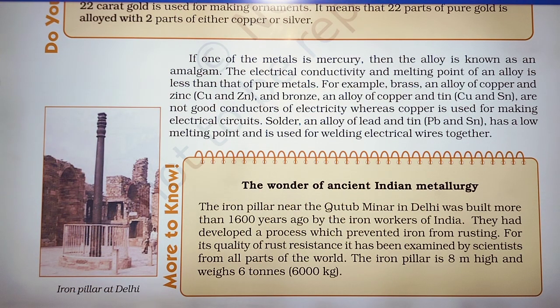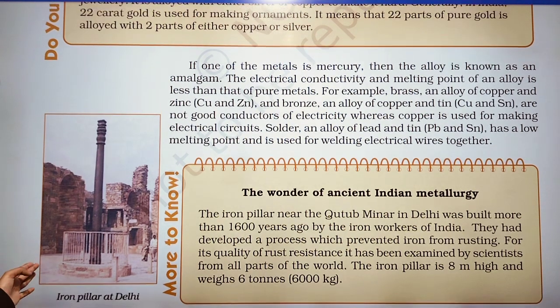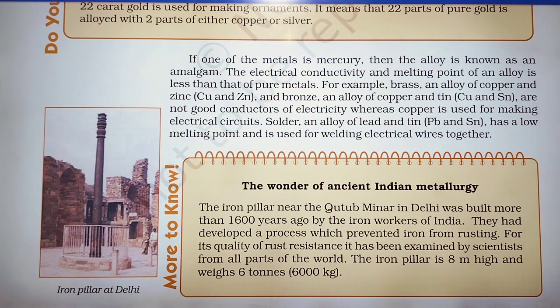Here is the last one, the wonder of ancient Indian metallurgy, the iron pillar. Here it is in Delhi. It is an iron pillar near the Qutub Minar in Delhi. It was built more than 1600 years ago by the iron workers of India. It means this pillar is near the Qutub Minar, situated in Delhi, and it was built more than 1600 years ago with the help of iron workers of India.